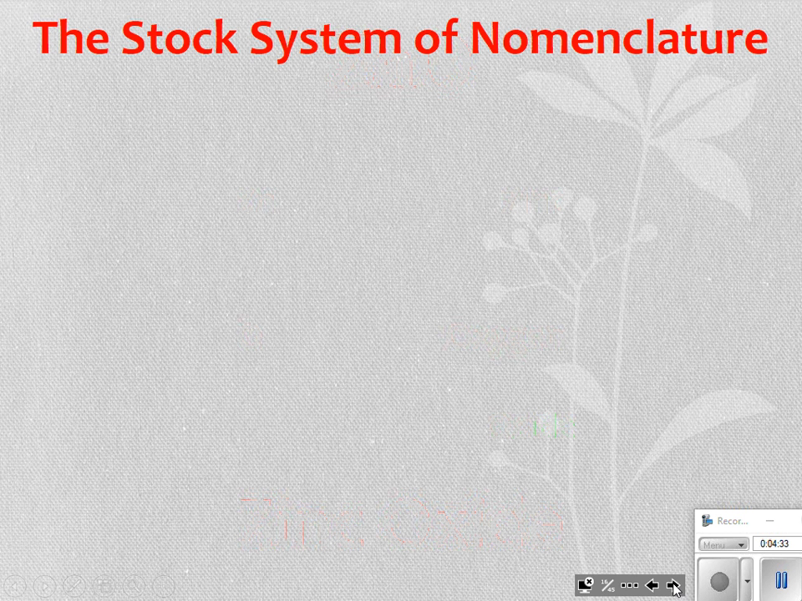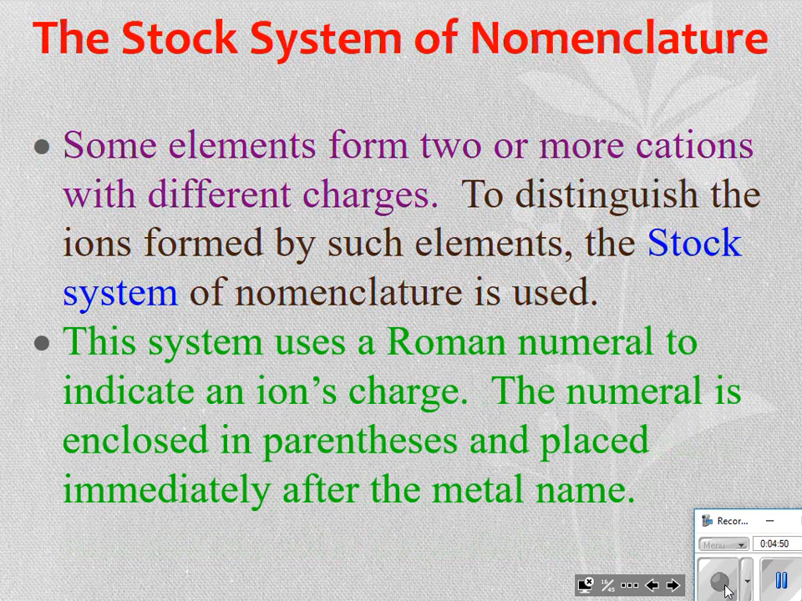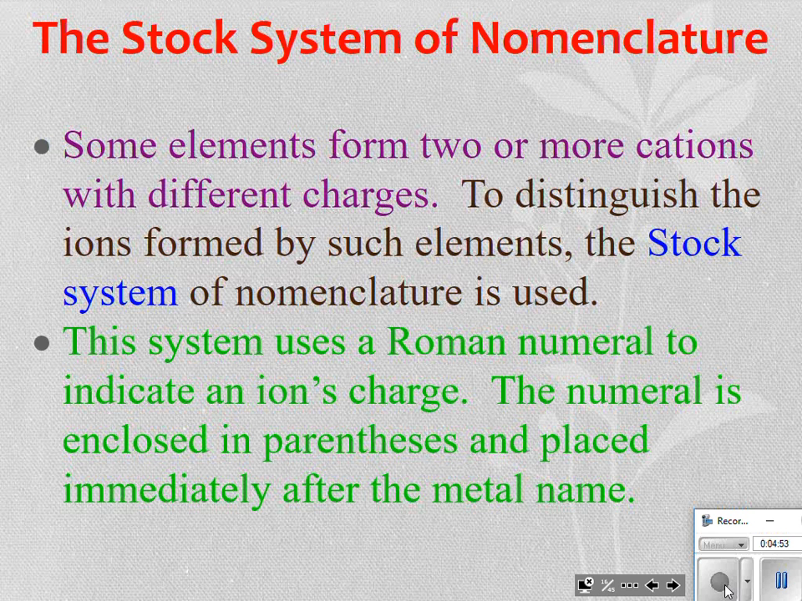However, there's got to be a rub. Here's the rub. Nice and easy, but the rub is the stock system of nomenclature. Some elements form 2 or more cations with different charges. To distinguish which ions are formed, the stock system of nomenclature is used.